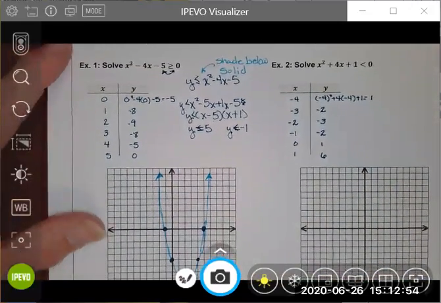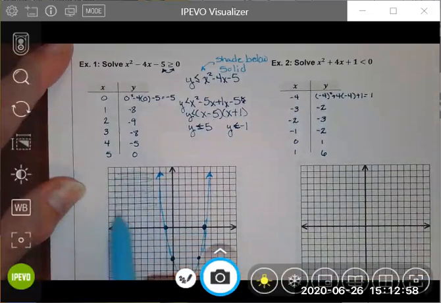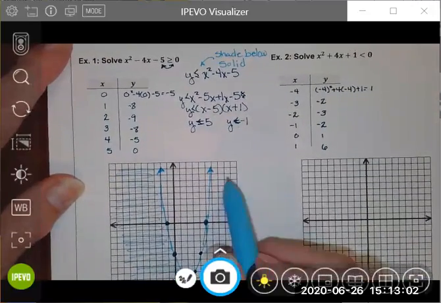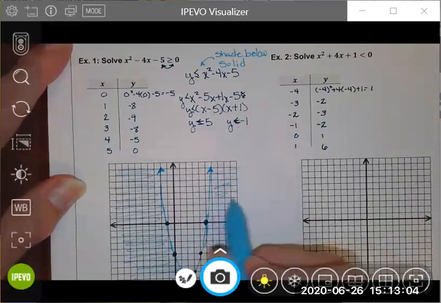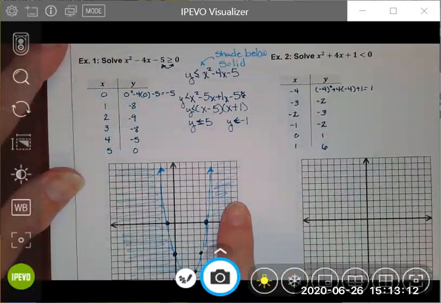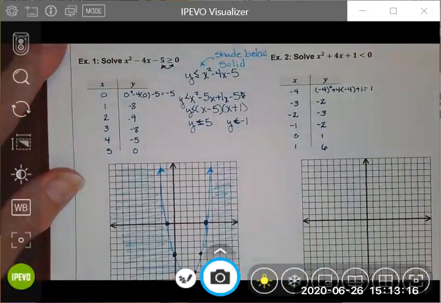And then I've already said that I'm going to shade below. So when I shade below, I can again look at the table up above, but I just want to shade below the line I just drew. And so I'm going to fill that in like that. And that is a graph of the solutions that make this quadratic greater than 0.